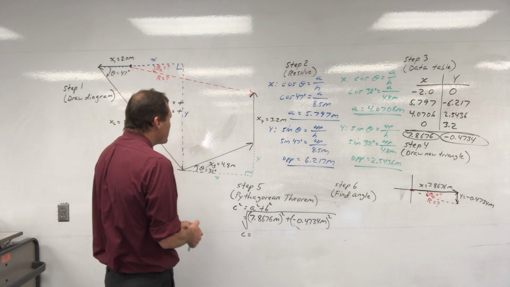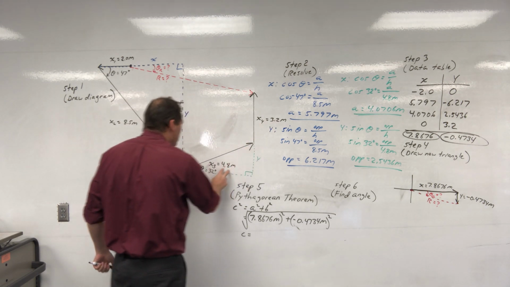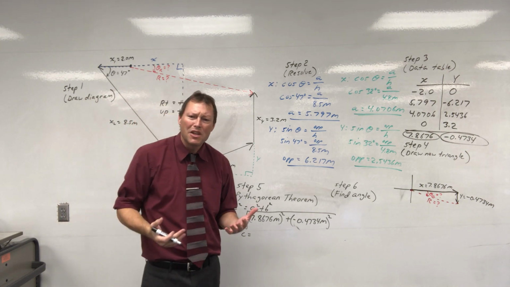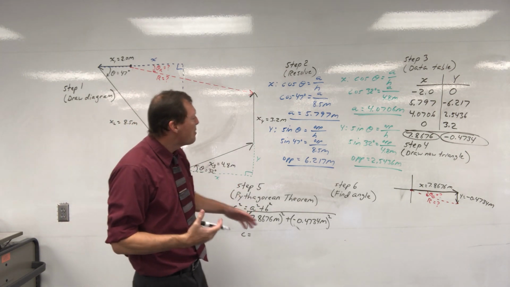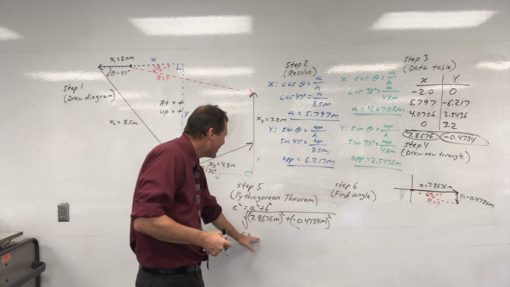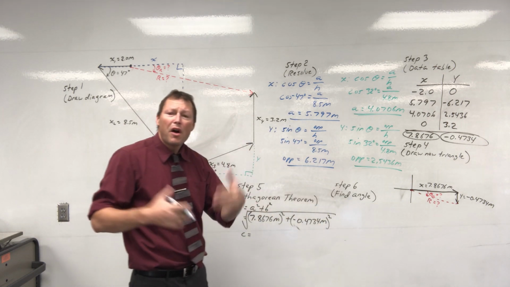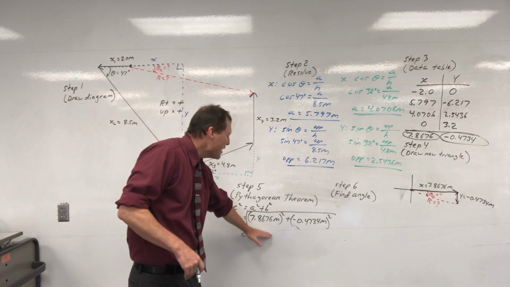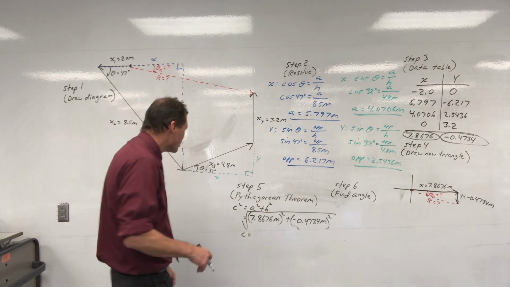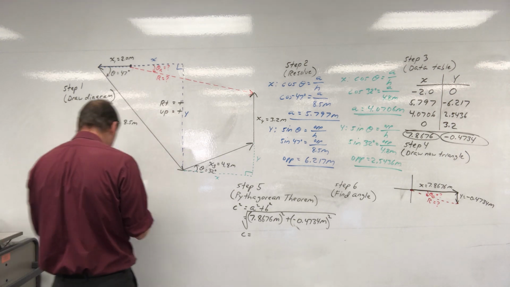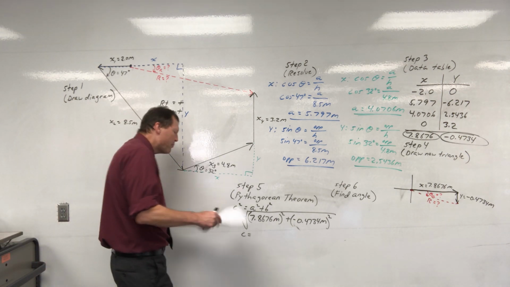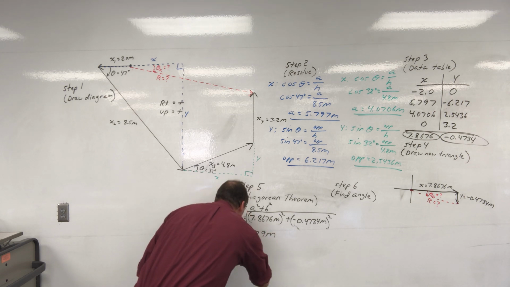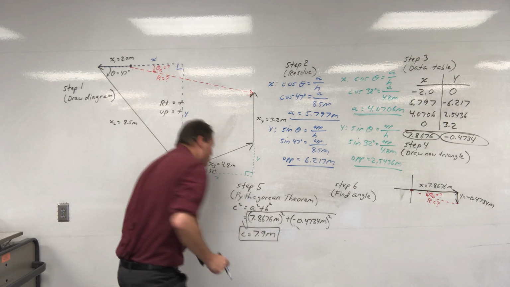And I'm going to round off to two significant digits. Everything in my original diagram has two significant digits, and I used all those numbers to get to this final answer. So I'm going to default to the rules of multiplication and division, and my final answer is going to have two significant digits. So I'm going to round off to two significant digits, and I end up with 7.9 meters. Put a little box around that.